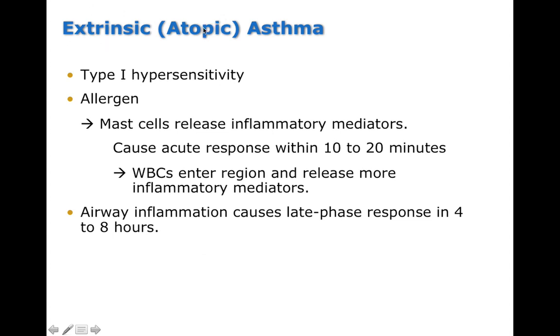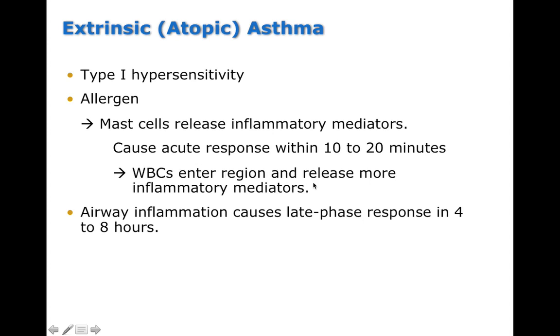Now, with extrinsic or atopic asthma, we think about this as being allergic asthma. This is the more common form of asthma that you're going to find in children. It's less common in adults, but it's a type 1 hypersensitivity, so it's due to some sort of allergen. Mast cells will release inflammatory mediators like histamines, and this is what causes the acute response within minutes.